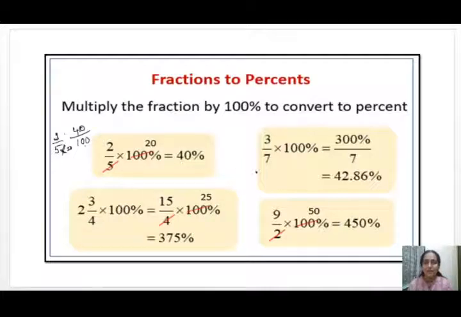But suppose 100 is not a multiple of 7 here. So how will we convert 40 by 7 to a percent?